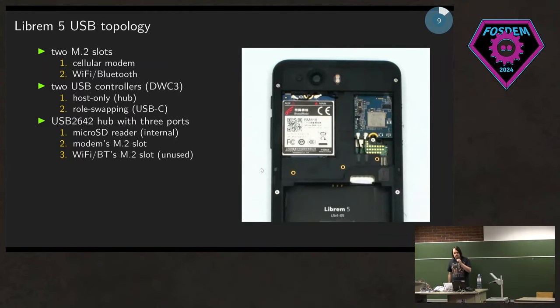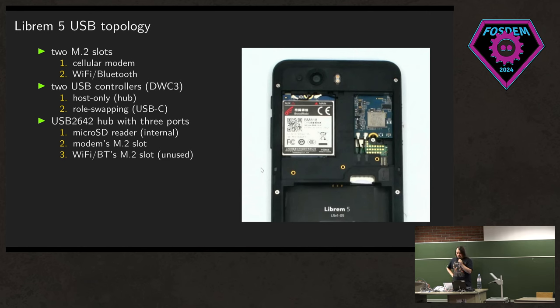And so, in order to understand what's going on, I'll quickly go through the topology of the devices on the Librem 5. So we have two M2 slots inside. One of them is the cellular modem, and the second one is the Wi-Fi and Bluetooth card. And there are two USB controllers. One of them goes to the USB-C port, and it role swaps. And the other one is connected to the internal USB hub, and therefore it works as host only.